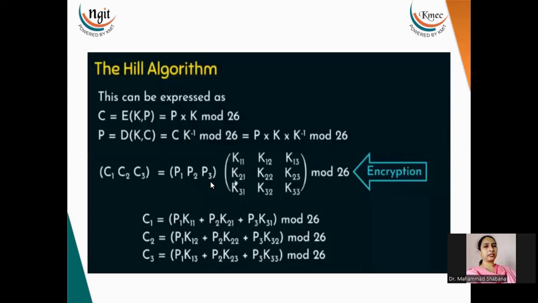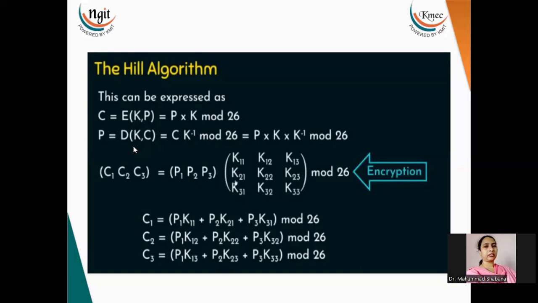These are the formulas for encryption and decryption. The encryption formula for the Hill cipher is C = E(K, P) = P × K mod 26, where P is the plain text, K is the key matrix, and C is the resulting cipher text vector.